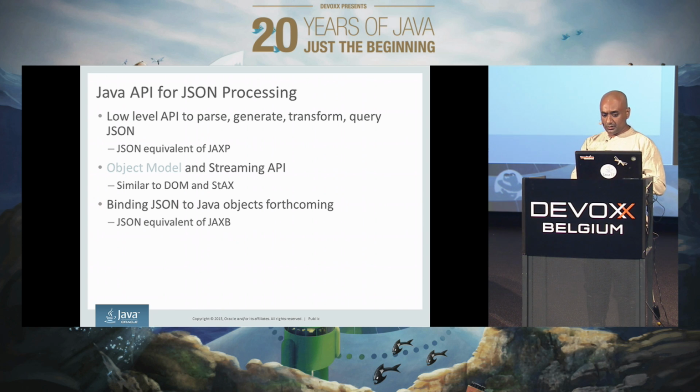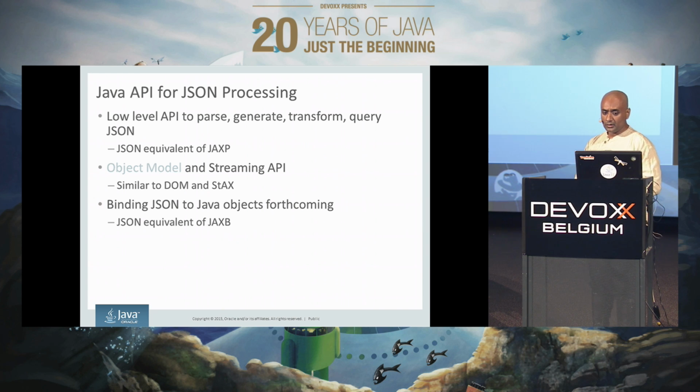Just like JAX-P, this actually does come with two different flavors: an object model API similar to DOM, and a streaming API similar to StAX. And it has the trade-offs that we know about, in terms of memory versus CPU. So it's a question of which one do you use. Actually, I really do think when you're using the Java API for JSON processing, a majority of the time you'll wind up with the streaming API.